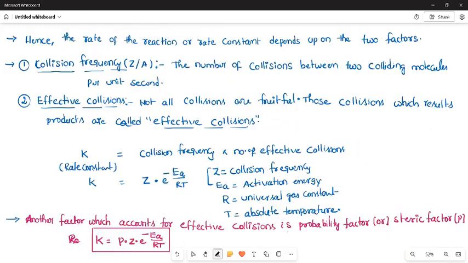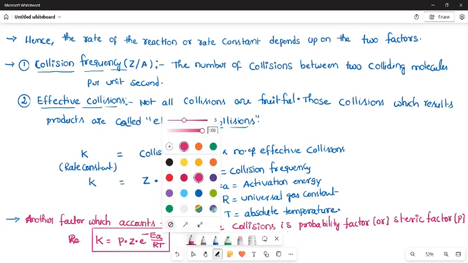So the rate of the reaction or rate constant depends upon two factors. Basically 3 factors are there, but initially we will keep 2 factors. What are those 2 factors? One is the collision frequency, another one is the effective collisions. Collision frequency and effective collisions.